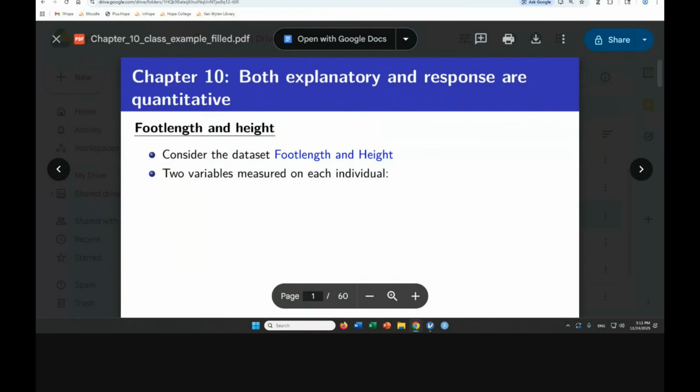So we will be using Jamovi in a minute. Not just yet. I want to very quickly review where we came from the last time. We were looking at a foot length and height data set, if you remember.